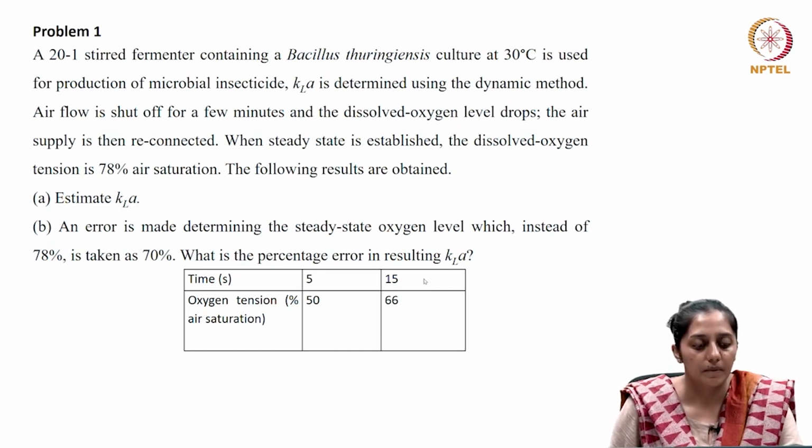So the first problem says that there is a 20-liter stirred fermenter which contains the bacterium Bacillus thuringiensis culture at 30 degrees C, and it is being used for the production of microbial insecticide. So the volumetric mass transfer coefficient, which is given here as KLa, is determined using the dynamic method, which means, if you remember, the culture is present in the reactor and they are trying to find the volumetric mass transfer coefficient.